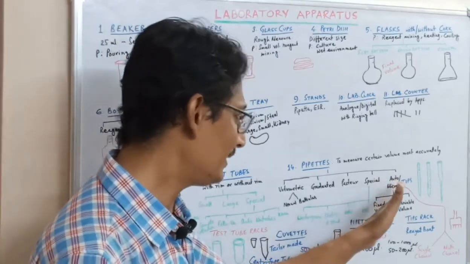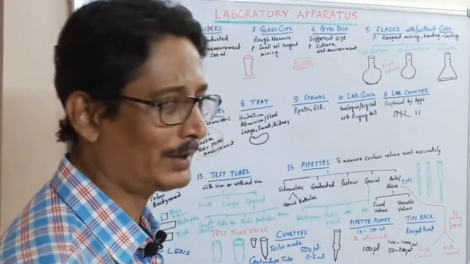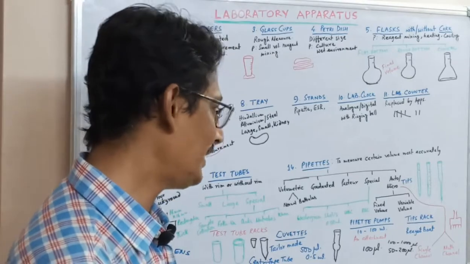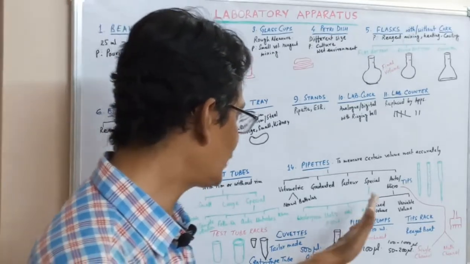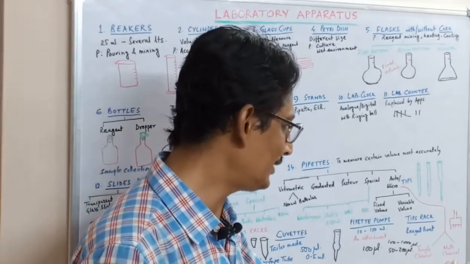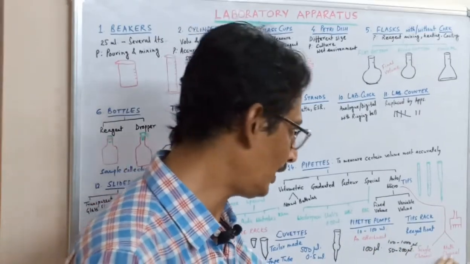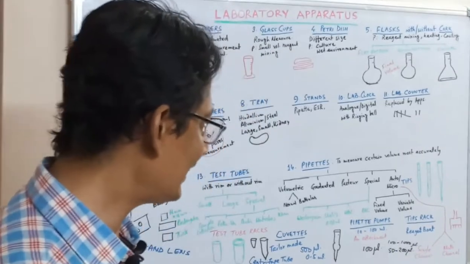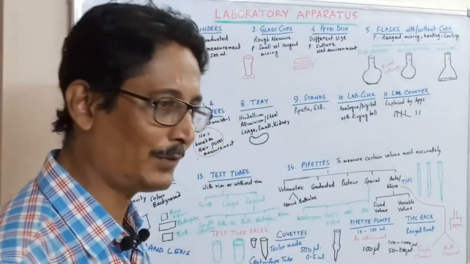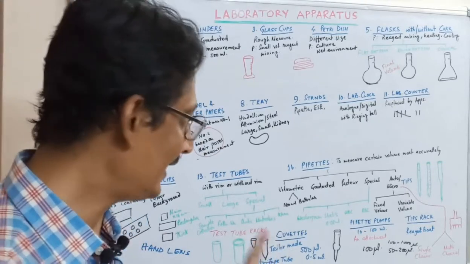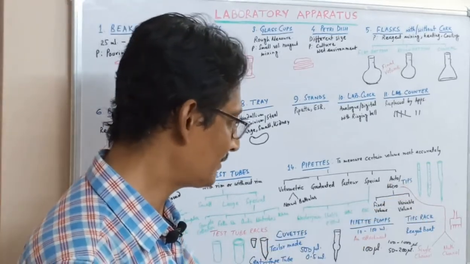And there is now the concept of auto and micro pipettes. Auto pipettes or micro pipettes, whatever you call them, are generally of two main types: either single channel or multi-channel. With the single channel you can measure a definite volume in a single tip.